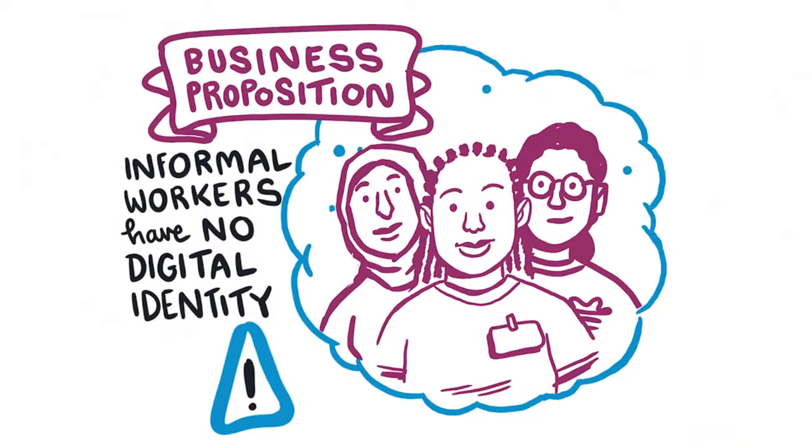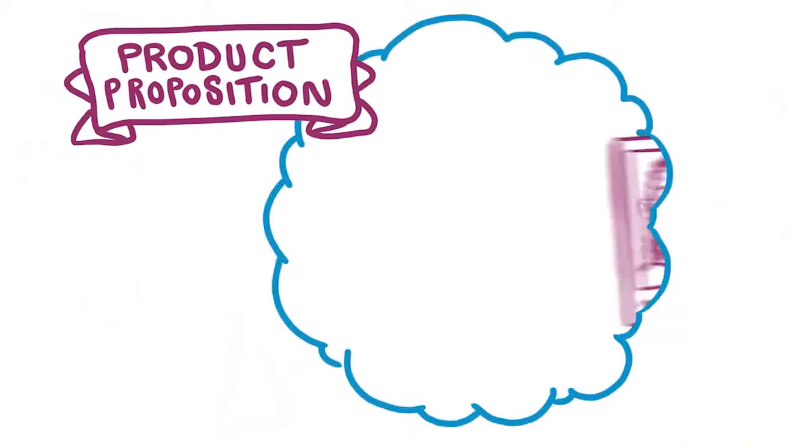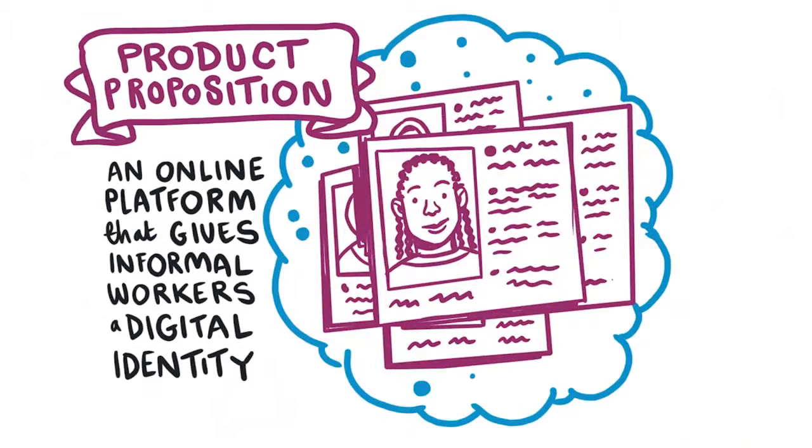And what would be the product proposition here? So the product proposition could be an online platform that stores the details of all those informal sector workers in the target country and also assigns them with an augmented digital identity that they can use then across a number of different products and services like credit.